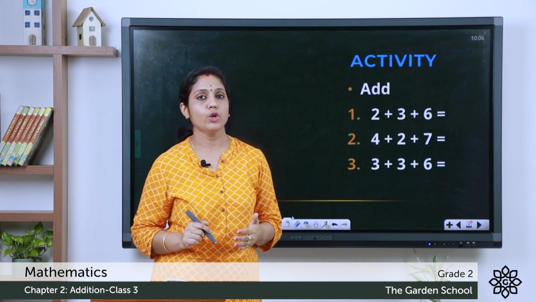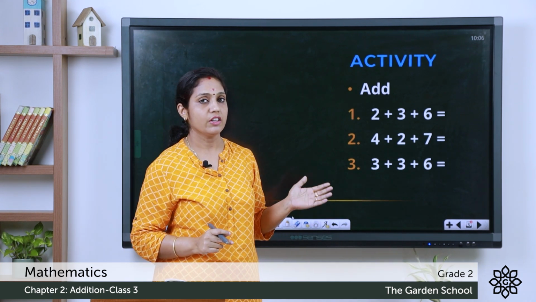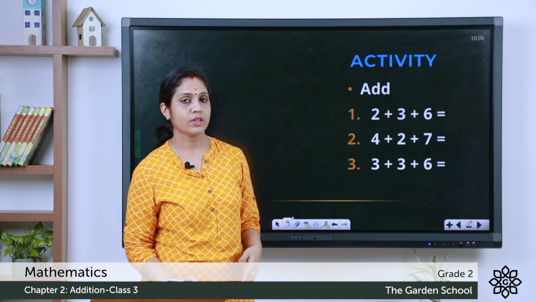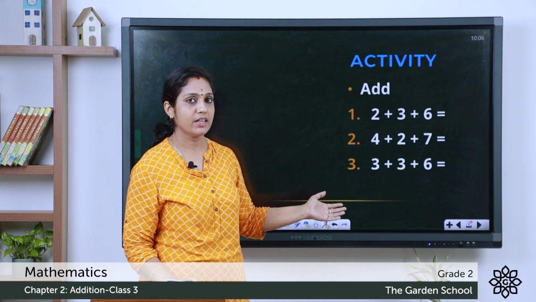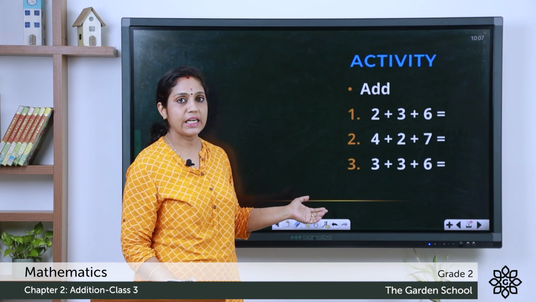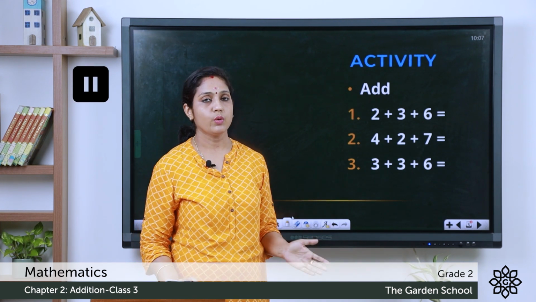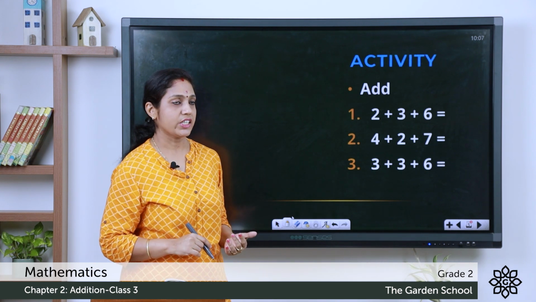You can take out your notebook and write down the questions here. You have 3 questions. The first question is 2 plus 3 plus 6. Second question, 4 plus 2 plus 7. And the third question, 3 plus 3 plus 6. So you can do it, and once you have done, you can come back. So hope you have done it. Now let's check the answers.